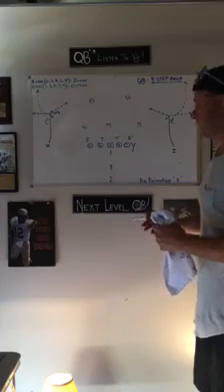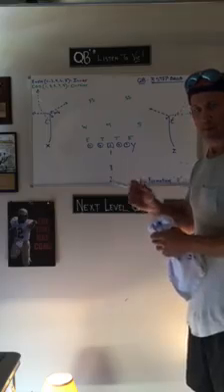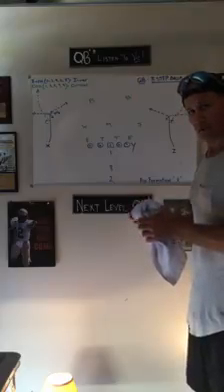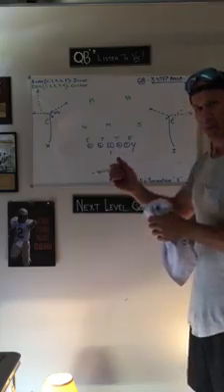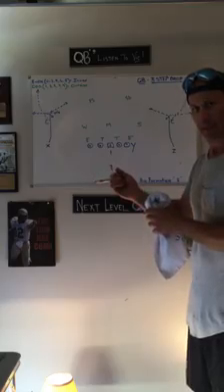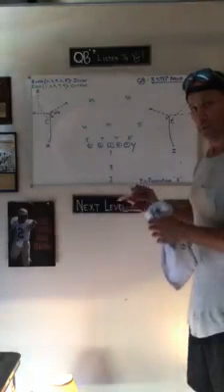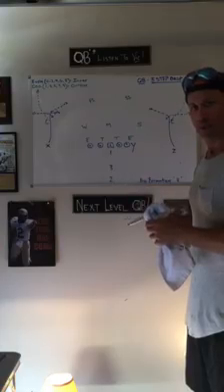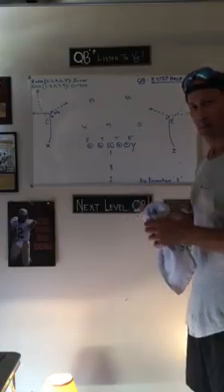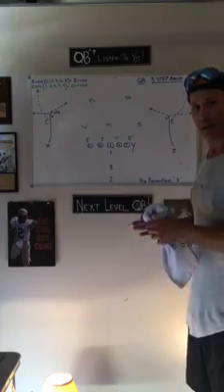So if I'm calling a hitch, which is a zero route, remember, all even numbers, 0, 2, 4, 6, and 8, are routes that will break inside towards the quarterback. 1, 3, 5, 7, and 9 are routes that will break outside towards the sidelines. All odd numbers break out, all even numbers break in.